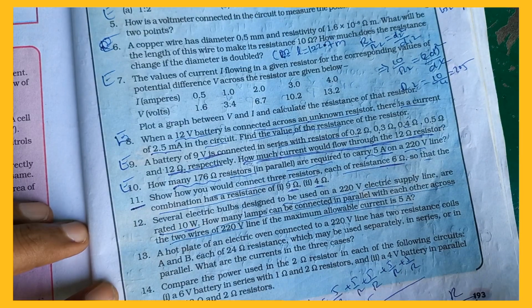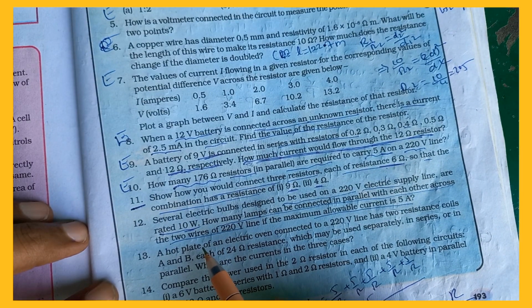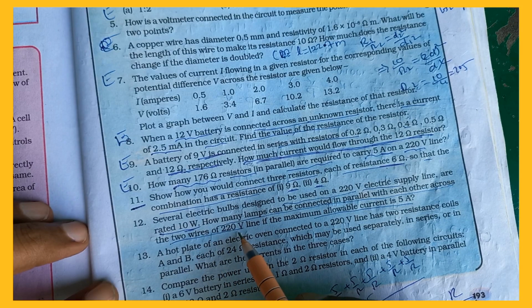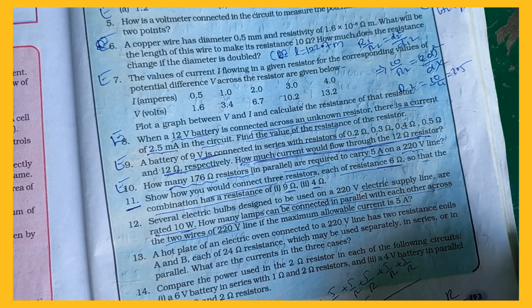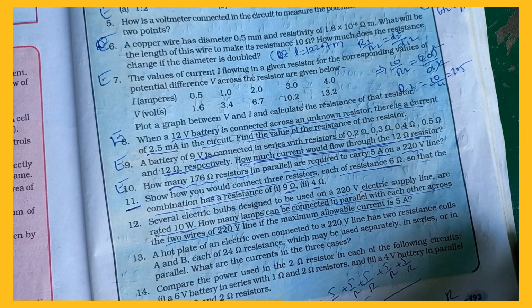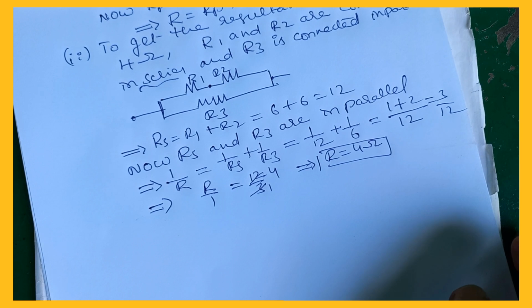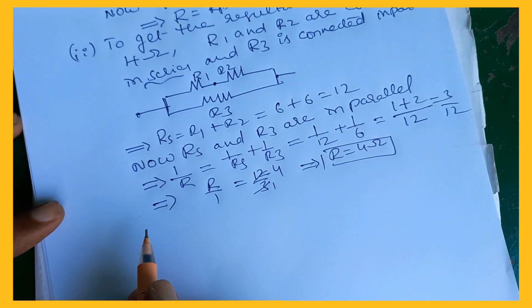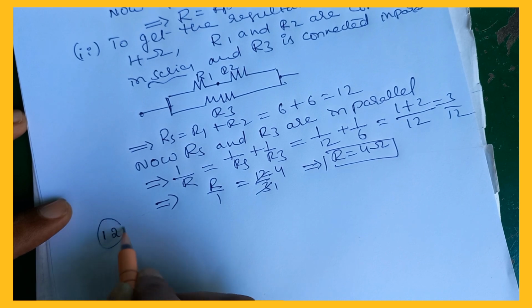So how many bulbs can be connected in parallel between the two wires of voltage 220 volts, where the power of each bulb is 10 watts, when the maximum current that can be drawn is 5 amperes. So we are going to calculate this one. Question number 12, page number 193.